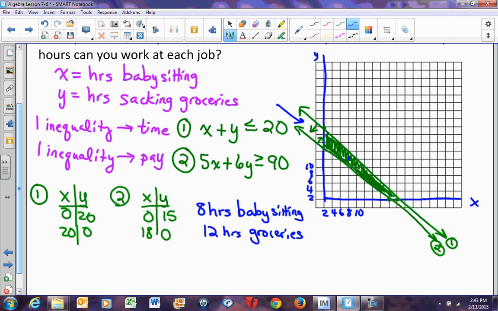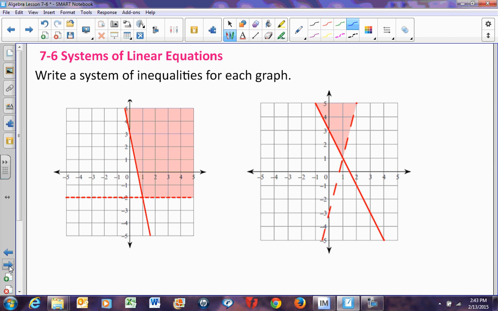The last thing we need to do is we have to be able to write a system of linear inequalities for a given graph, which really isn't that complicated once you remember how to write an equation. Just for the sake of making these easy, let's call them 1 and 2, because it'll be easier to refer back to them this way. So this is going to be equation 1, this is going to be equation 2. Inequality 1 and inequality 2.